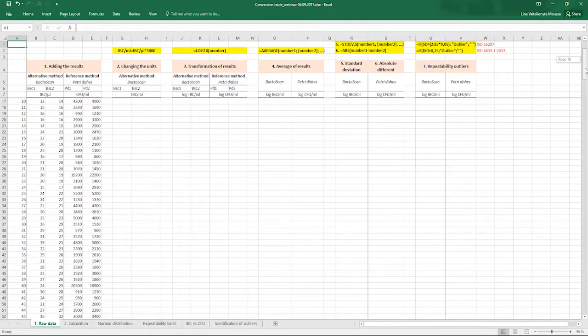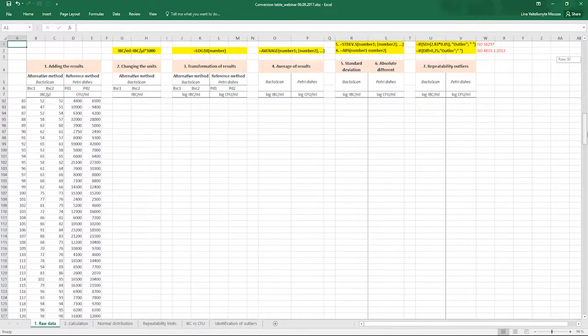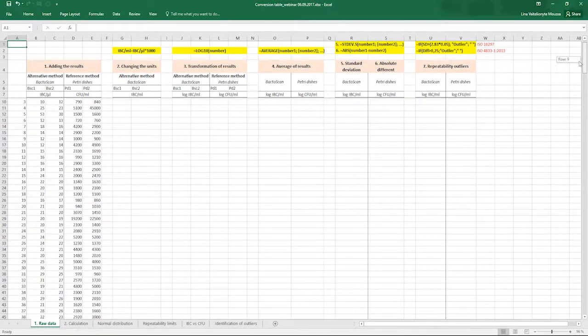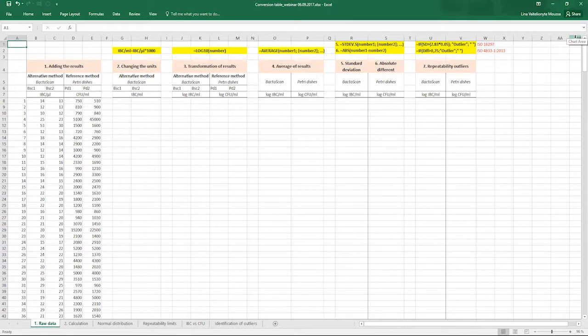I have already added all data, but please note that all data presented in this example are for training purposes only and should not be used in your calculations.